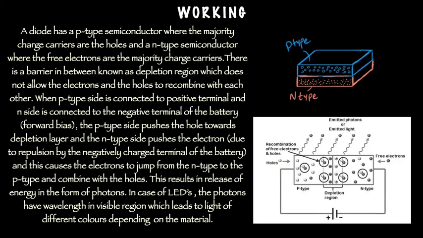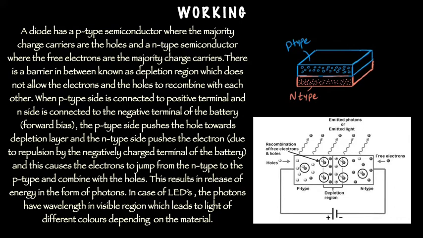Now we move on to the working of LED. As we know, a diode has two parts, a P-type semiconductor where the majority charge carriers are the holes, and an N-type semiconductor where the free electrons are the majority charge carriers. There is a barrier in between known as the depletion region, which does not allow the electrons and the holes to recombine with each other.